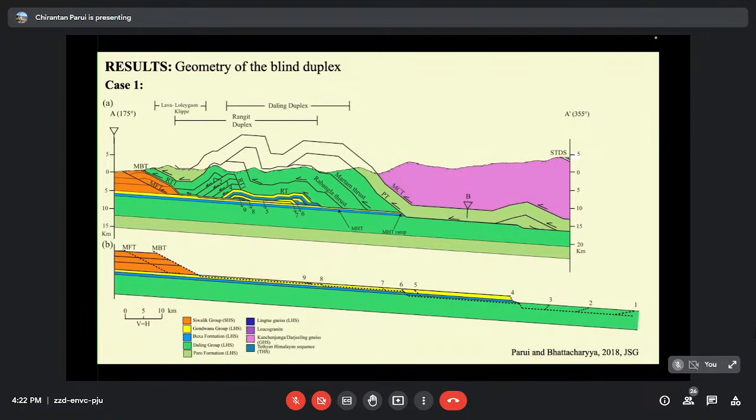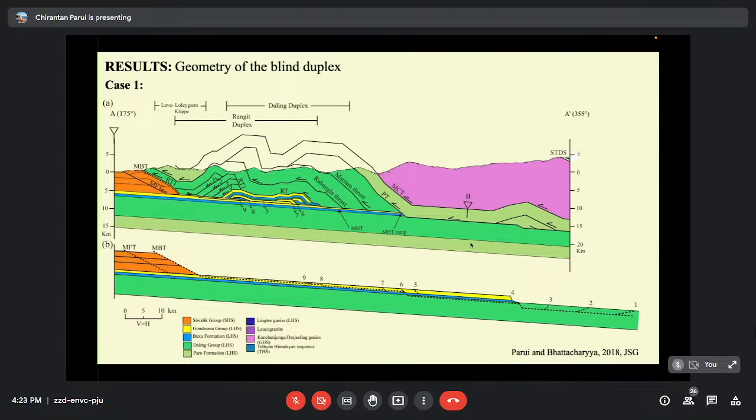Therefore, I tried that, and I constrained the geometry of the blind structure to be hinterland dipping to foreland dipping. As it is blind, there are n number of possibilities. So I tried out a scenario where the foreland dipping horses are carrying the Darling group of rocks, which are these green color rocks.